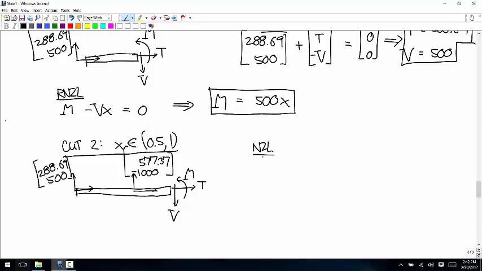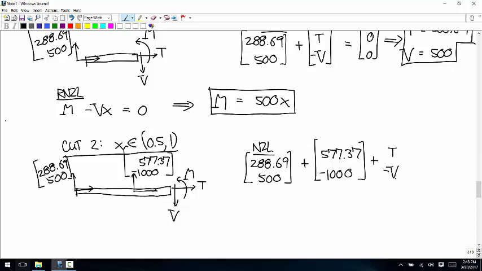So Newton's second law says 288.69, 500 plus 577.37, negative 1,000 plus T, negative V is equal to zeros. So that says T is equal to, is that like 866 or something? What do you get when you add those two together? T, it's something negative.